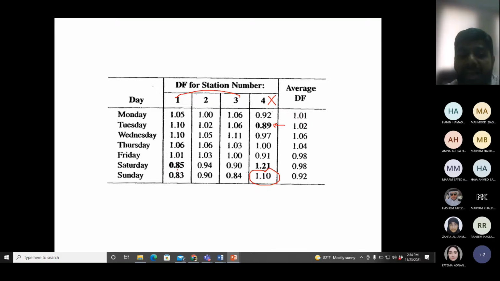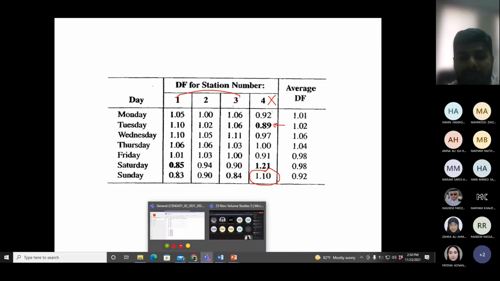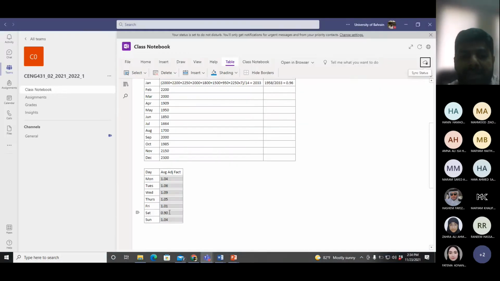Now, let us check this value with the new average. Is it now in the range or not? So the value is 0.85 and the average for Saturday is 0.9.